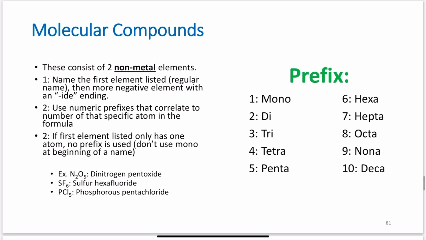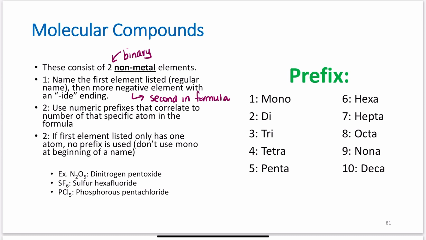Molecular compounds, how do we name them? Molecular compounds, we're going to name binary, which means only consisting of two things. These consist of two non-metal elements. You name the first element listed with its regular name. You name the more electronegative element with the "ide" ending. How do I know it's more electronegative? Because it's coming second in the formula. You guys won't learn electronegativity for a while, but the second element listed in the formula is going to be the one that has the "ide" ending.